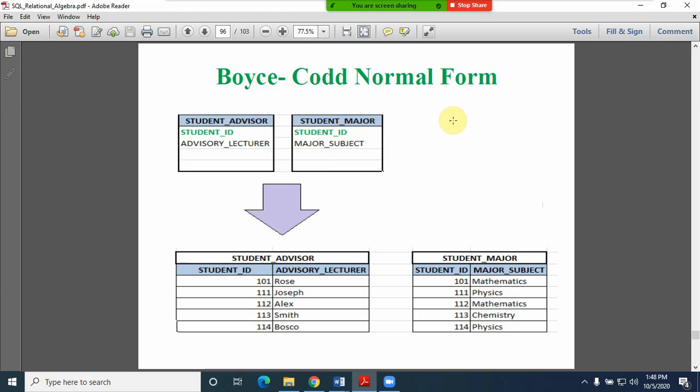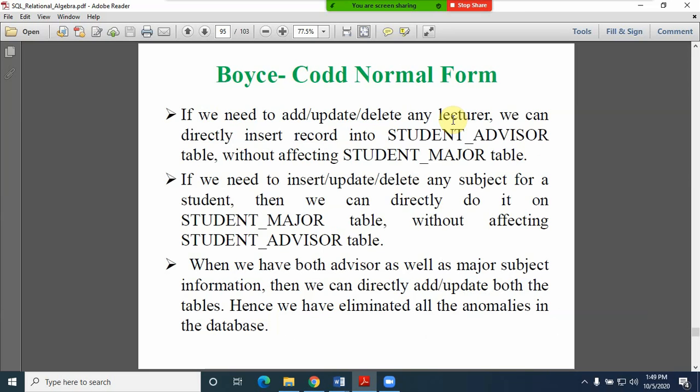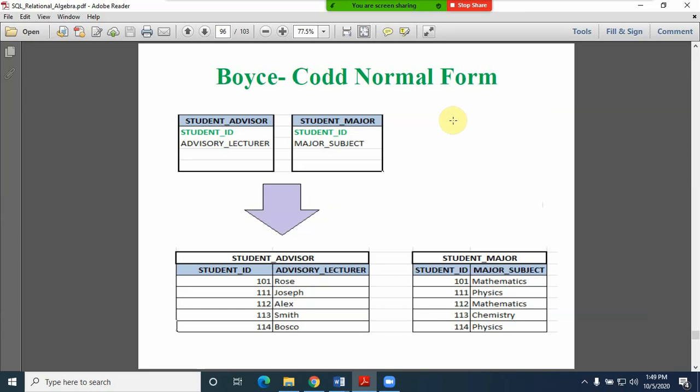Similarly, the student major considers only the student ID and major subject. If you are in the third semester, you have all these particular subjects along with the ID, and for fifth semester students it is a distinct set of subjects, and based on the ID you can easily tell. Okay, so this is how you can observe the concept of the Boyce-Codd normal form.